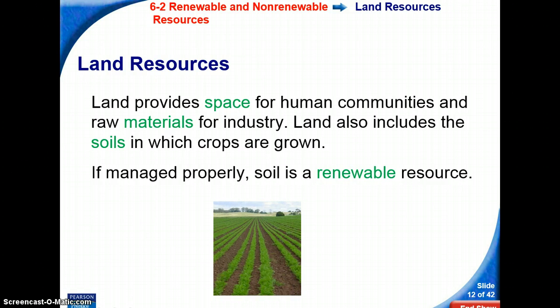So the first of our natural resources is our land resources. Land provides space for human communities and also raw materials for industry. So it's space where we can live and raw materials such as trees for building and crops for eating, and this is part of industry. Land also includes the soil in which these crops are grown. If managed properly, soil is a renewable resource.